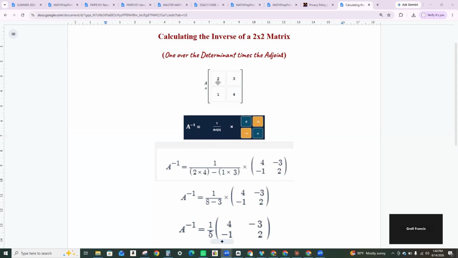So 4 and 2 have to swap positions. So 4 takes the position of 2, 2 takes the position of 4, and the 1 and 3 have to change signs. So they were both positive, they will now become both negative. So now we are going to simplify.